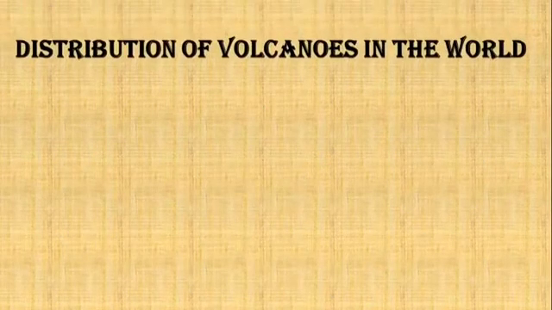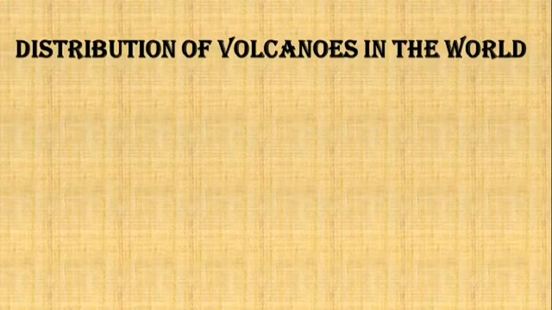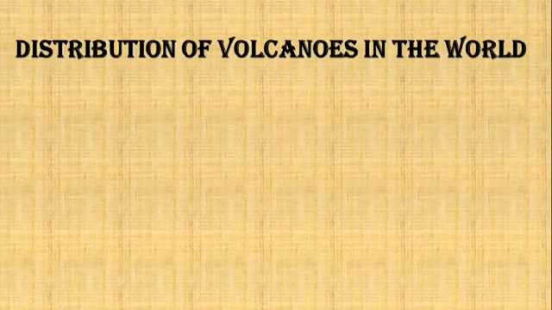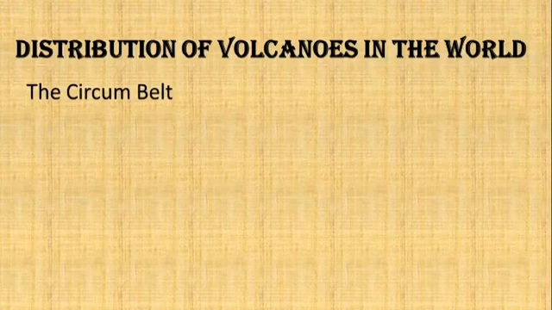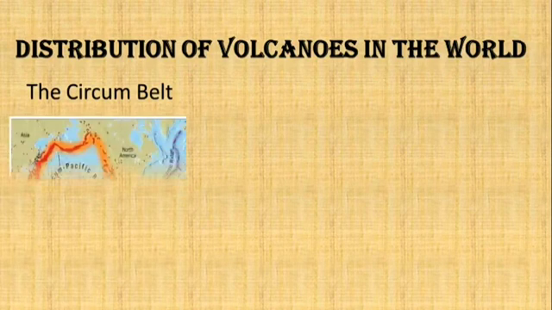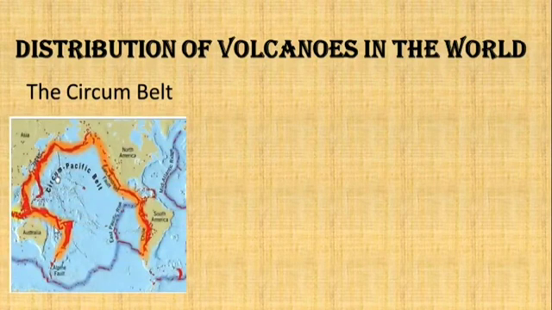Now let's see the distribution of volcanoes in the world. There are three major zones of volcanic activity in the world. They are the circumbelt, which is the active volcanic belt. This zone is popularly known as the Pacific Ring of Fire. Here you can easily trace the regions under the circumbelt. It contains about two-thirds of the world's volcanoes.